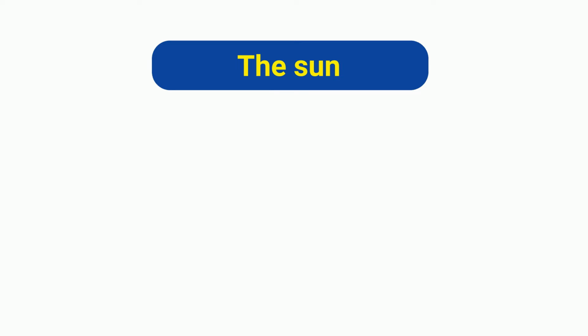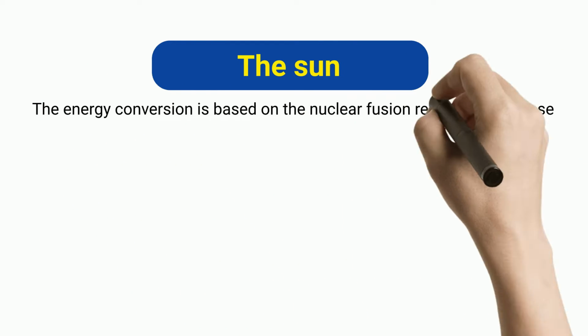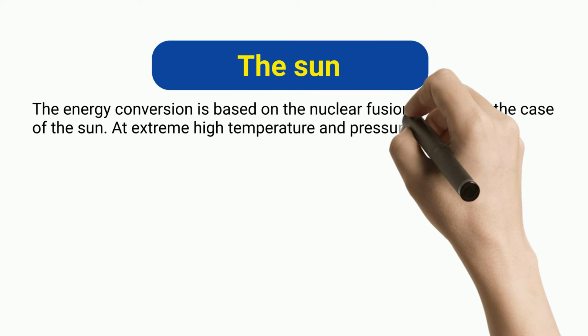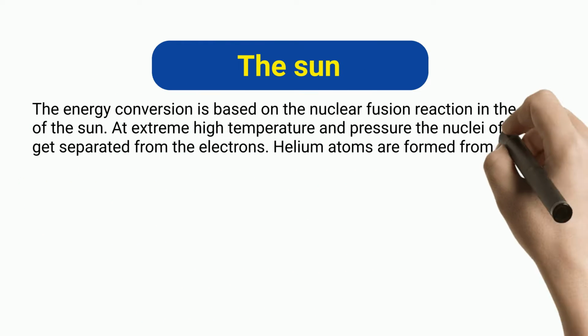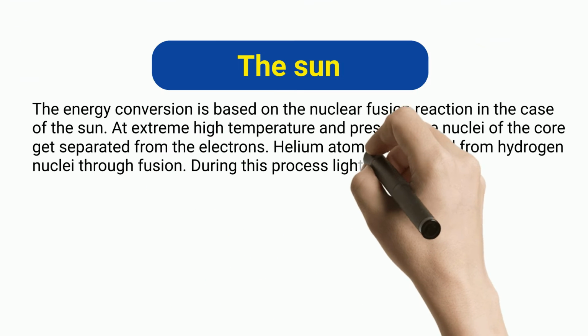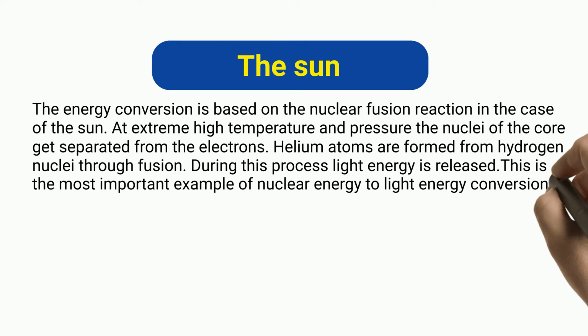The Sun. The energy conversion is based on the nuclear fusion reaction in the case of the Sun. At extreme high temperature and pressure, the nuclei of the core get separated from the electrons. Helium atoms are formed from hydrogen nuclei through fusion. During this process, light energy is released. This is the most important example of nuclear energy to light energy conversion.